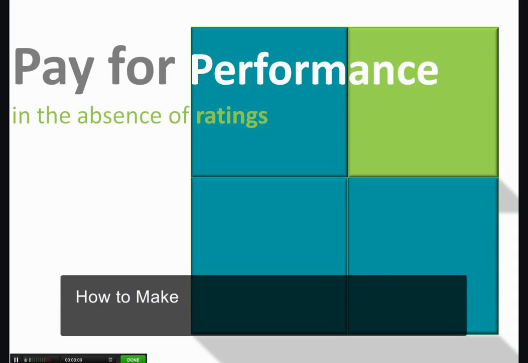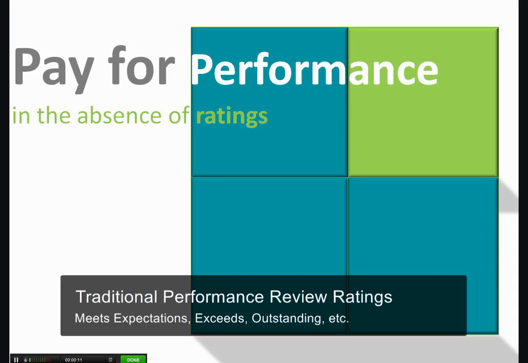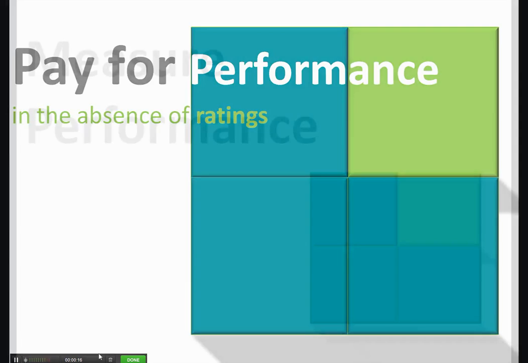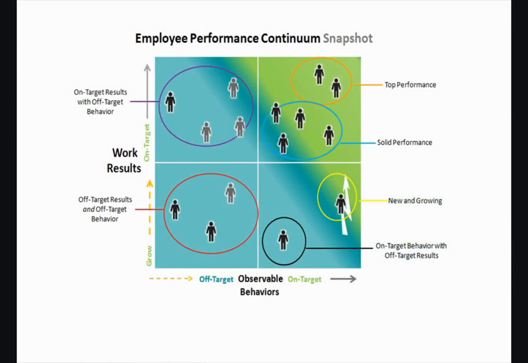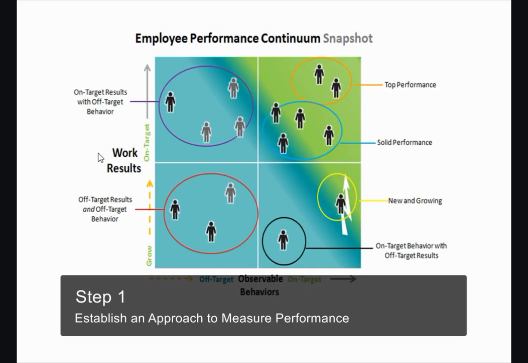When I say ratings, I mean the traditional 1 through 5 level ratings: meets expectations, exceeds expectations, etc. The very first step in determining pay without ratings is having some sort of metric in place to measure employee performance. In another video, I describe how I use the employee performance continuum to measure employee performance, thinking about two dimensions of performance. One is work results. What is the person accomplishing in terms of their job responsibilities and their goals?